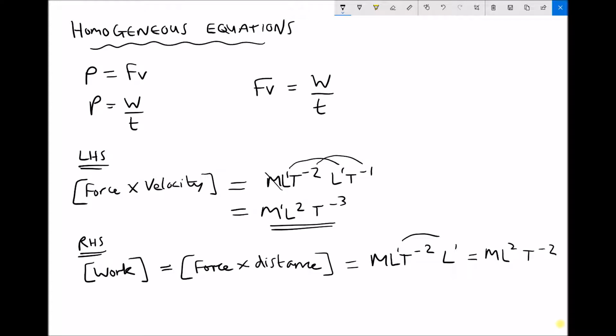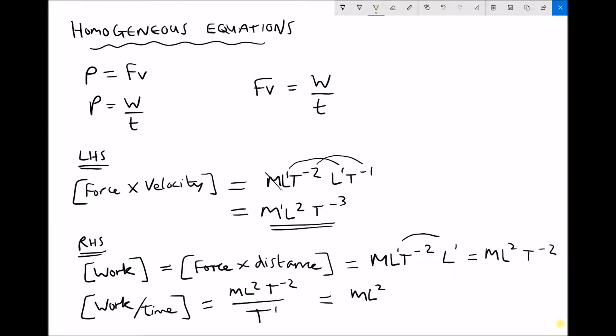But I'm not quite finished, because what I haven't yet worked out is the dimensions of work per unit time. Work over time, or work divided by time, all means the same thing. The dimensions of work are m l squared t to the minus 2, and the dimensions of time is just t, or t to the 1 if you prefer. So now I have m l squared t to the minus 2 over t to the 1. Once again, using laws of indices, I need to subtract the 1 from the minus 2, giving me t to the minus 3.